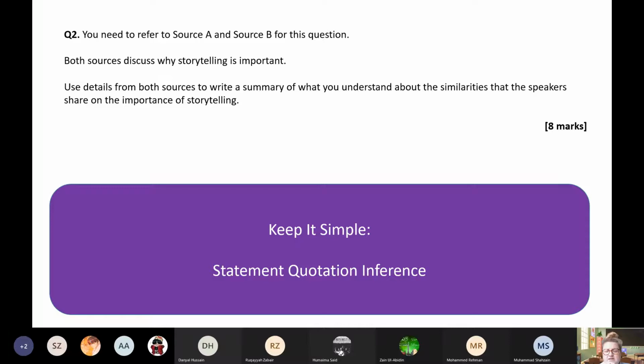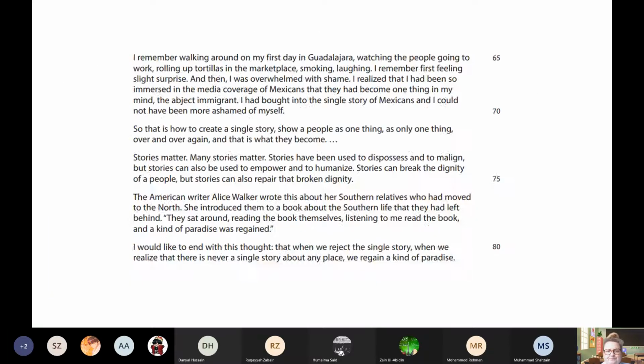That doesn't mean you need to write about something from every single section. It just means that you're able to draw ideas from anywhere in the text. Both sources discuss why storytelling is important. Use details from both sources to write a summary of what you understand about the similarities that the speakers share on the importance of storytelling. So what you're looking at as I read through these texts to you today is, what do these writers say about why telling stories is important?